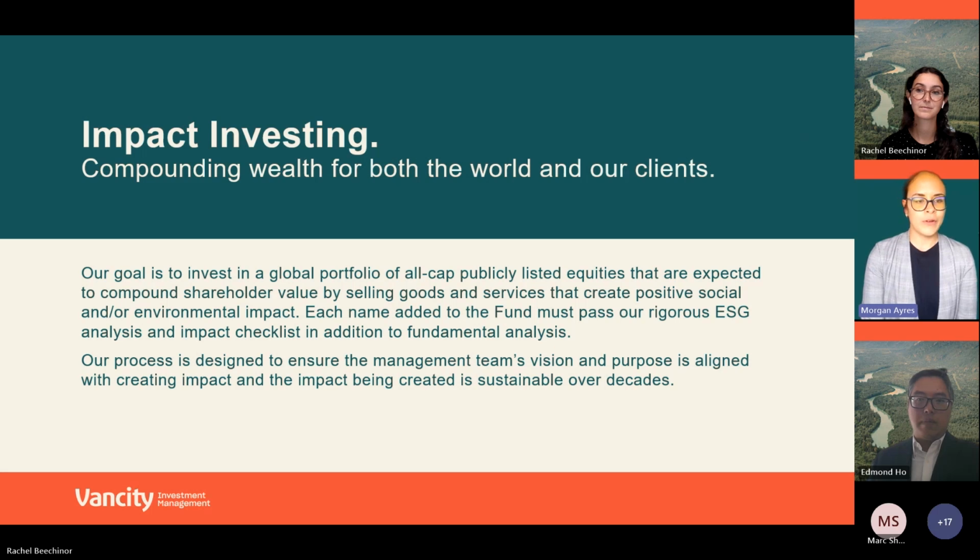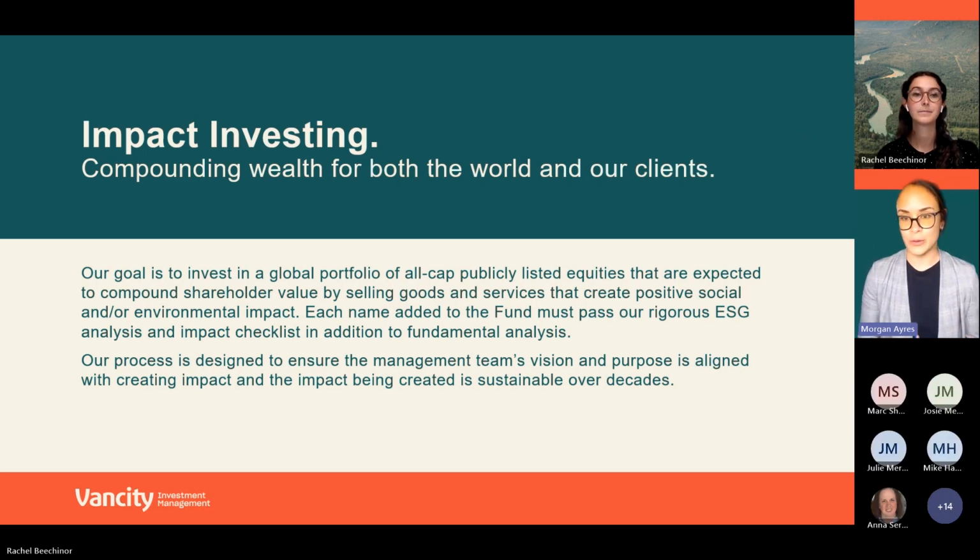Okay, so before we could really develop the strategy of our impact portfolio, we had to define what impact investing meant to us and how we could translate that into the public equity sphere. After some research and looking at other firms, we decided that to us, impact investing is owning businesses who can create and foster positive social and environmental change through their operations, as well as their products and services. However, we want to ensure that we do not forgo any financial returns for our clients, hence our goal of compounding wealth for both the world and our clients.